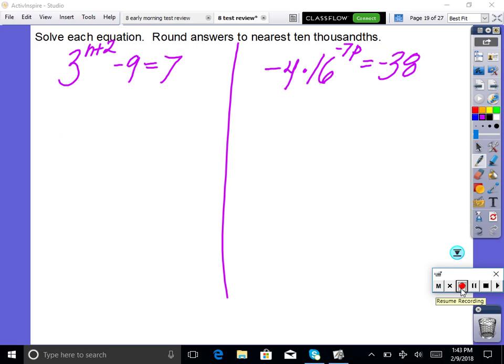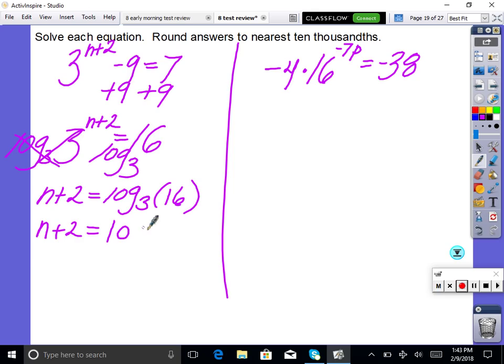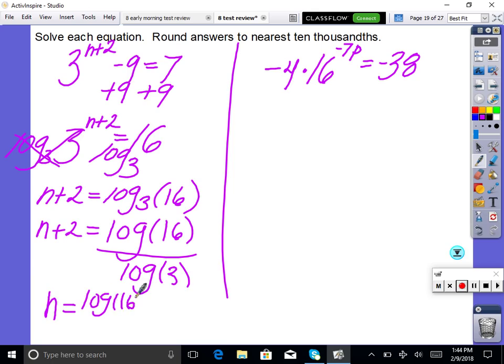This says solve each equation, round answers to the nearest 10,000. I want the pretty answer as well. So we're going to say, okay, do not undo this base until it's completely by itself. So you would add 9 first. So we have 3 raised to the n plus 2 equals 16. Now you can undo it. So now we do log base 3 on both sides. So we would have n plus 2 is equal to log base 3 of 16. Well, we got to rewrite that. It's the change of base formula. So log of 16 divided by log of 3. And then our last step to get n alone is to subtract 2. So n is equal to log of 16 over log of 3 minus 2. This is the pretty answer that I would want. Then when you type that into your calculator, you should get 0.5237.